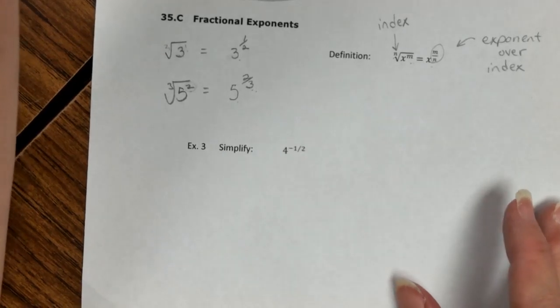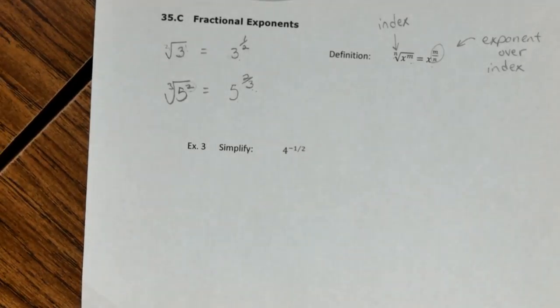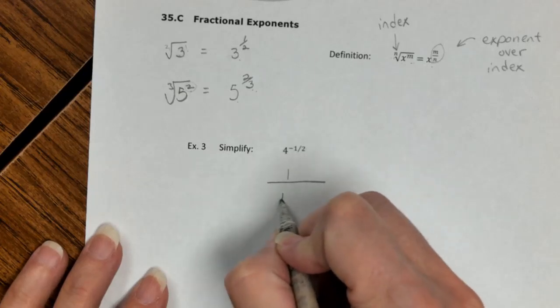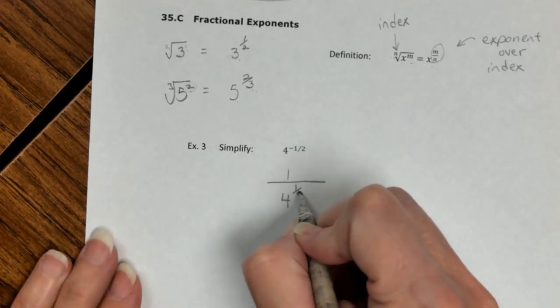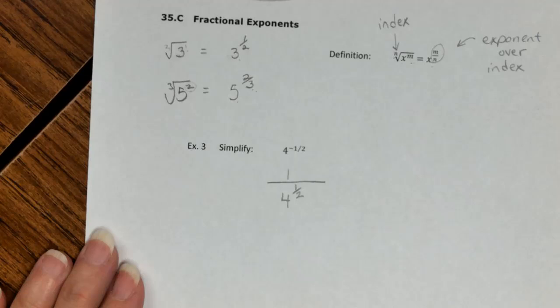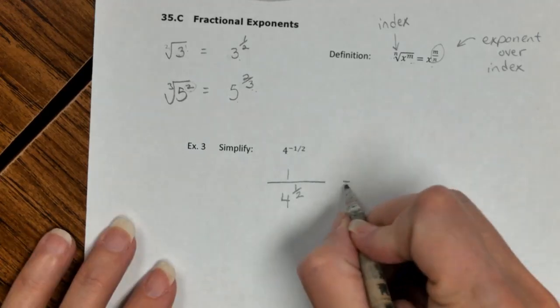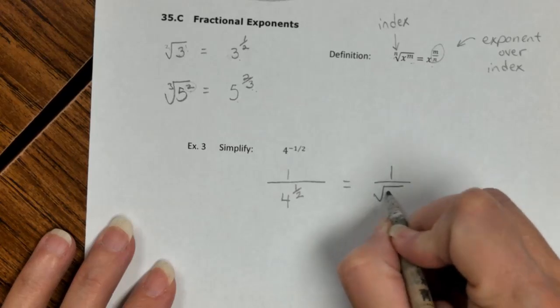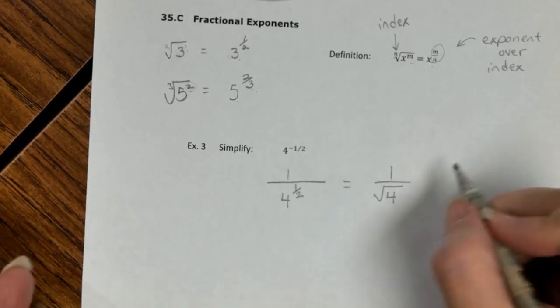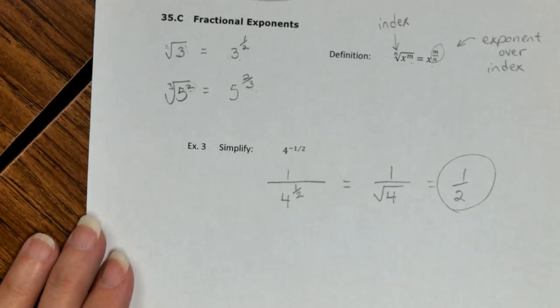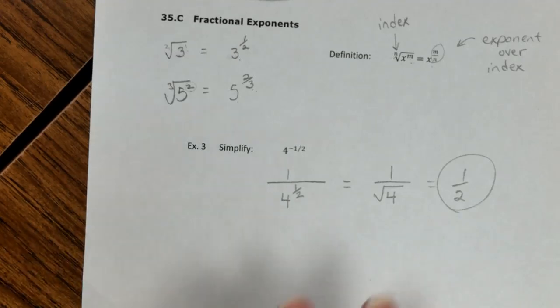All right, in example 3 here, I see a negative exponent. I know I need to cross the line, the fraction bar, to change the sign of that exponent. So this is equivalent to 1 over 4 to the positive 1/2 power. To the 1/2 power is the same as square root. So that's the same as 1 over the square root of 4. The square root of 4 is 2, so this is a half. That's all there is to it. There's more.